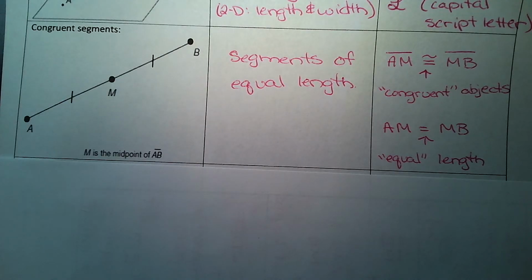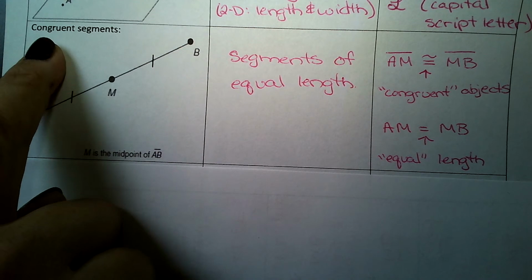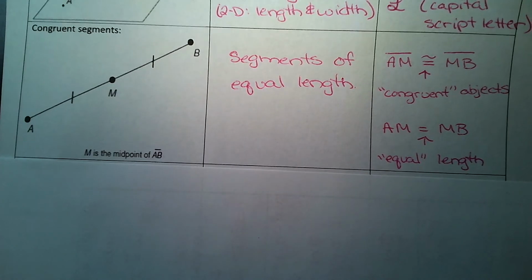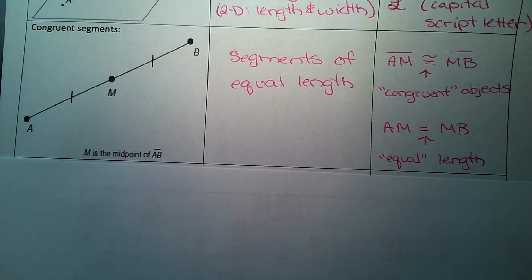Okay, guys, just a few more to go. Next, we're going to look at the concept of congruent segments. The word congruent just means the same or equal. So congruent segments are segments of equal length.